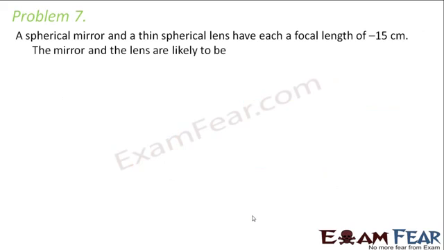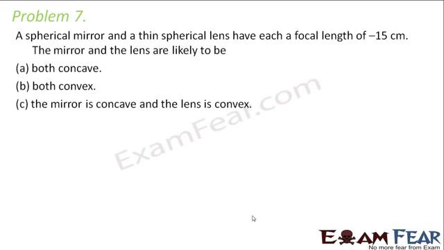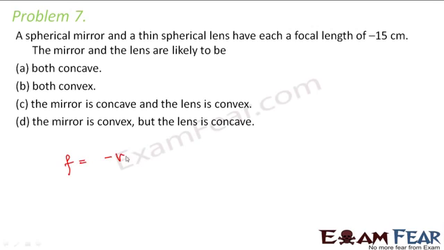Let us look at the next problem. A spherical mirror and a thin spherical lens have each a focal length of minus 15 centimeters. The mirror and the lens are likely to be? So here the focal length is given as negative. If focal length is negative, what kind of lens has it to be? It should be a concave lens, because focal length is negative for a concave lens.